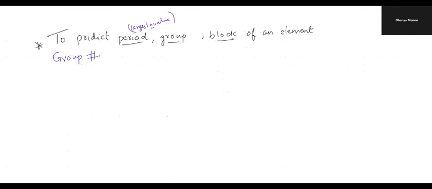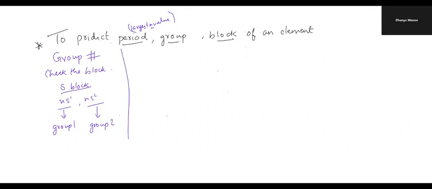For group number, first you have to check the block, whether it is s block, p block, or d block. For example, if it is s block, it can be ns1 or ns2. S has a capacity of 2 electrons. So if it is ns1, the group number is 1. If it is ns2, group number is 2. But this is for s block elements.